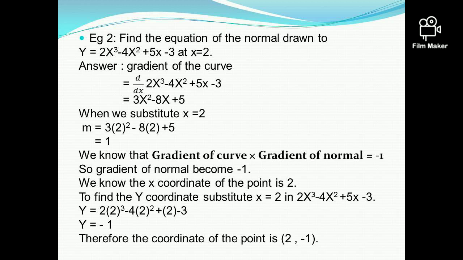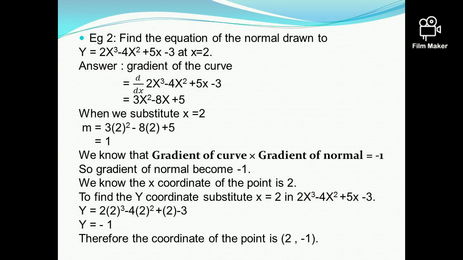Then we need to find the gradient at x equals 2. Therefore, we substitute x equals 2 into the first derivative, that is 3x squared minus 8x plus 5. If you substitute into that, you receive the answer 1. That is the gradient of the curve. The curve and the normal are perpendicular to each other. Therefore, if you multiply their gradients, you receive the answer minus 1. From that relationship, we realize that the gradient of the normal becomes minus 1.